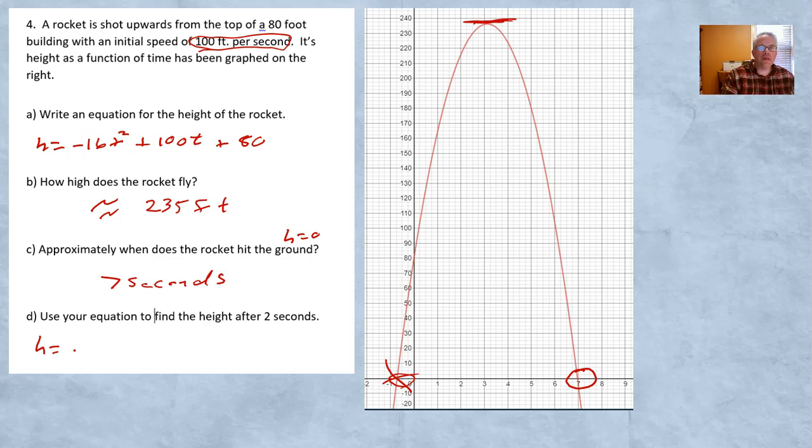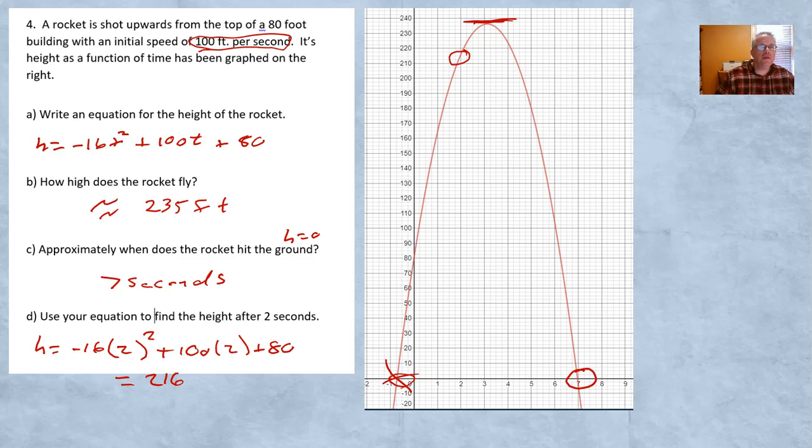Okay, this is kind of like what we did in several examples. Negative 16 times 2 squared plus 100 times 2 plus 80, and I get 216 feet. That would be the height right here at this point. And we see it makes sense. That's about 216. That's the point in time we're asking about.